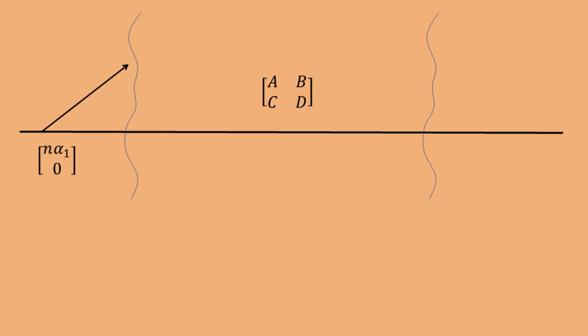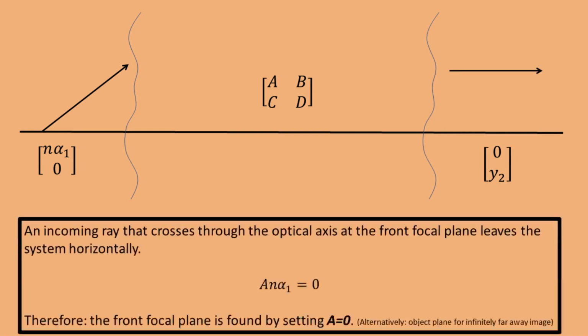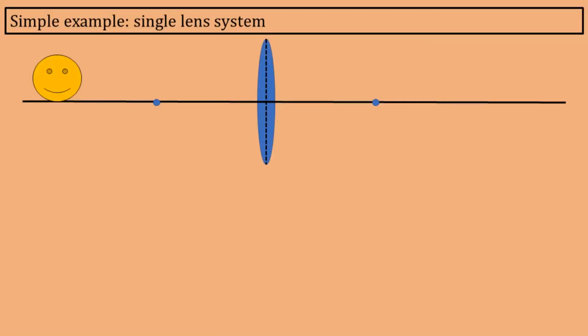We consider a ray that goes through the optical axis in the front focal plane, and it exits the optical system parallel to the optical axis. This yields the equation A is equal to 0. Alternatively, the front focal plane can be found by seeing where the object should be in order for its image to be at infinity. Now that we've seen how to find the imaging condition, the magnification, and the front and back focal plane, let's analyze a simple optical system.